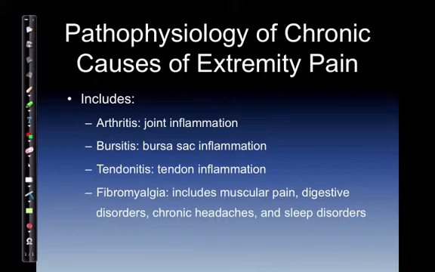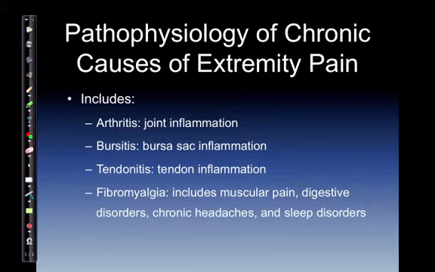Pathophysiology of chronic causes of extremity pain. They include arthritis, or joint inflammation. Osteoarthritis, which is when the cartilage that cushions the bones making up the joint wears out and becomes thin. Rheumatoid arthritis, an inflammatory disease where the body's immune system attacks both the tissue and the capsule surrounding the joints, as well as the cartilage within the joint. Gout, a common form of inflammatory arthritis caused by deposits of uric acid crystals in the joint, fluid in the joint capsule.